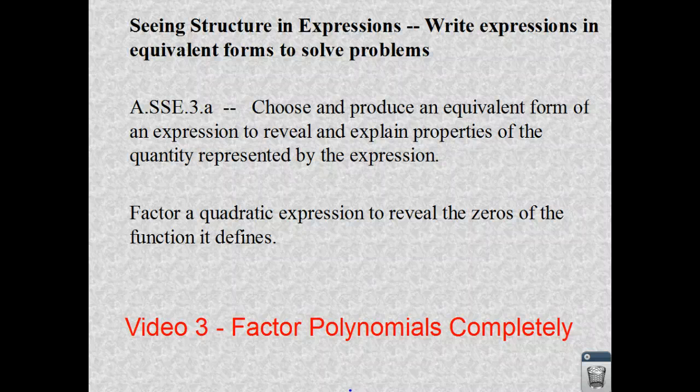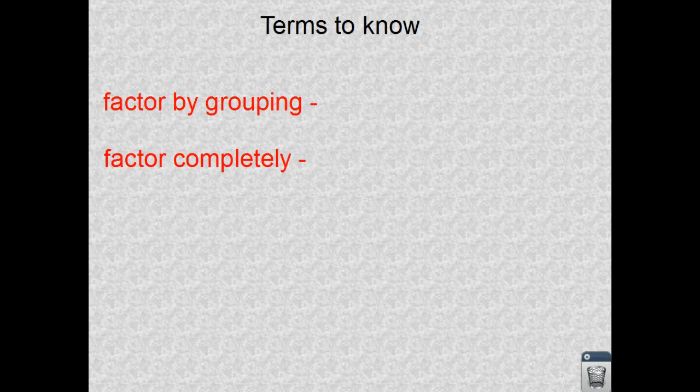A.SSE.3.a. This is Algebra, Seeing Structure and Expression, Standard 3, Subpart A, Video 3, Factoring Polynomials Completely. All right, a few terms to know. Please copy these down in your journals and define them.